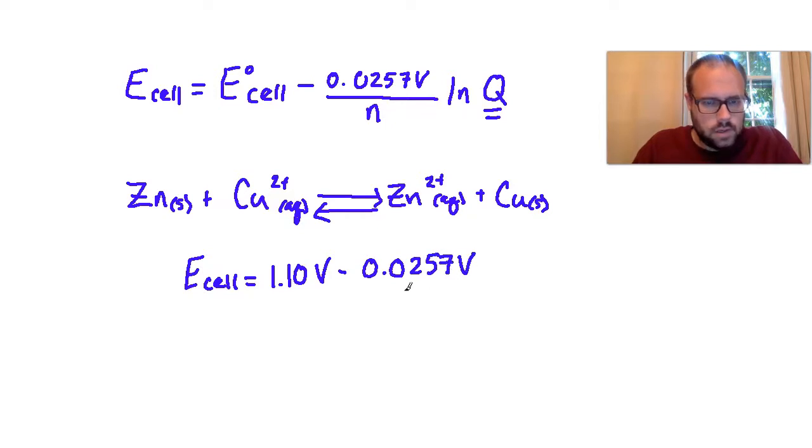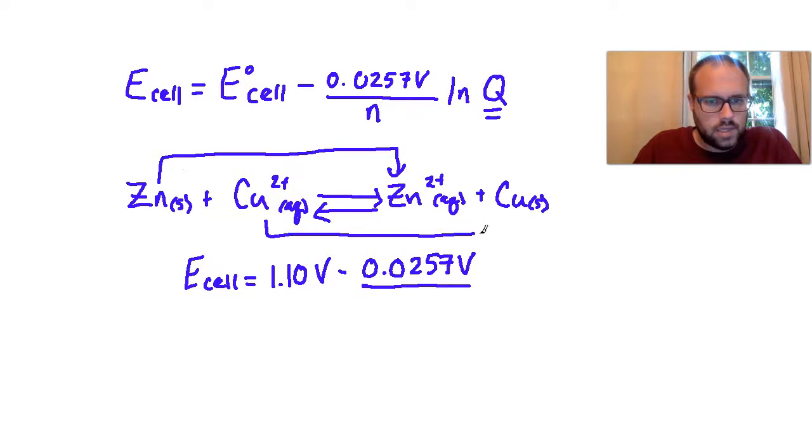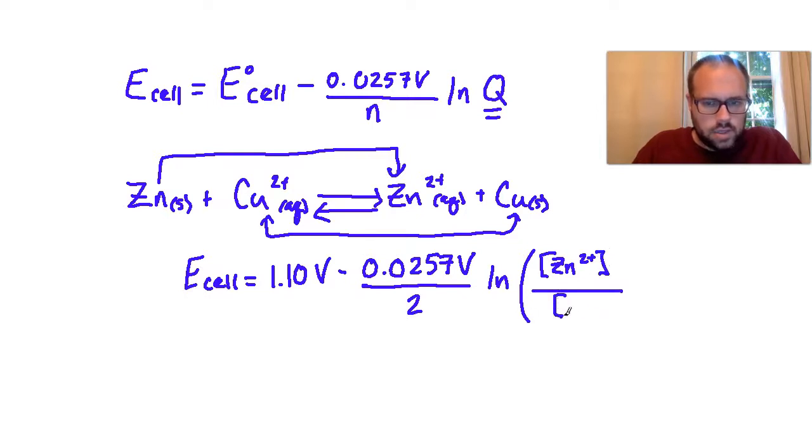0.0257 volts. The number of electrons being passed here would be 2, so zinc loses 2 electrons in this process, copper gains 2 electrons in this process. We can see that from the charges. So I'd put 2 in the denominator for the n, and then it would be the ln of, now I don't have the specific concentrations here, but if they were given to you in a problem, it would be the concentration of zinc 2+, because that's the product, over the concentration of copper 2+. Just like that.